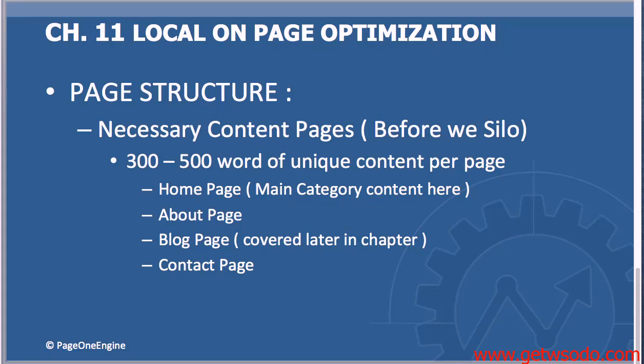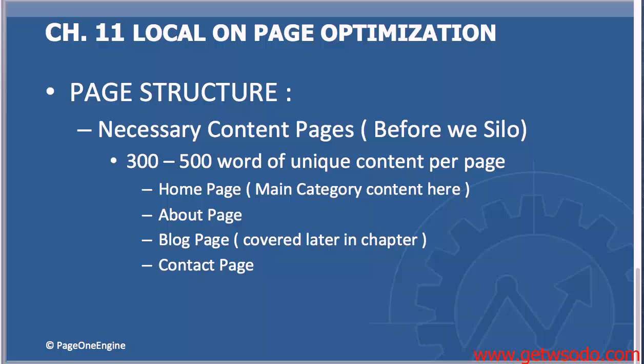All right, so with the page structure, there's going to be two different types of pages you want on your site. First are the necessary content pages, and second are all the silo pages. Now with the necessary content pages, I'm talking about your about page, your contact page, and your blog page. These are the most important pages in the eyes of Google, so make sure when you're writing these pages out to have them around 300 to 500 words and that they are unique. Don't spin these pages, put some time into them.